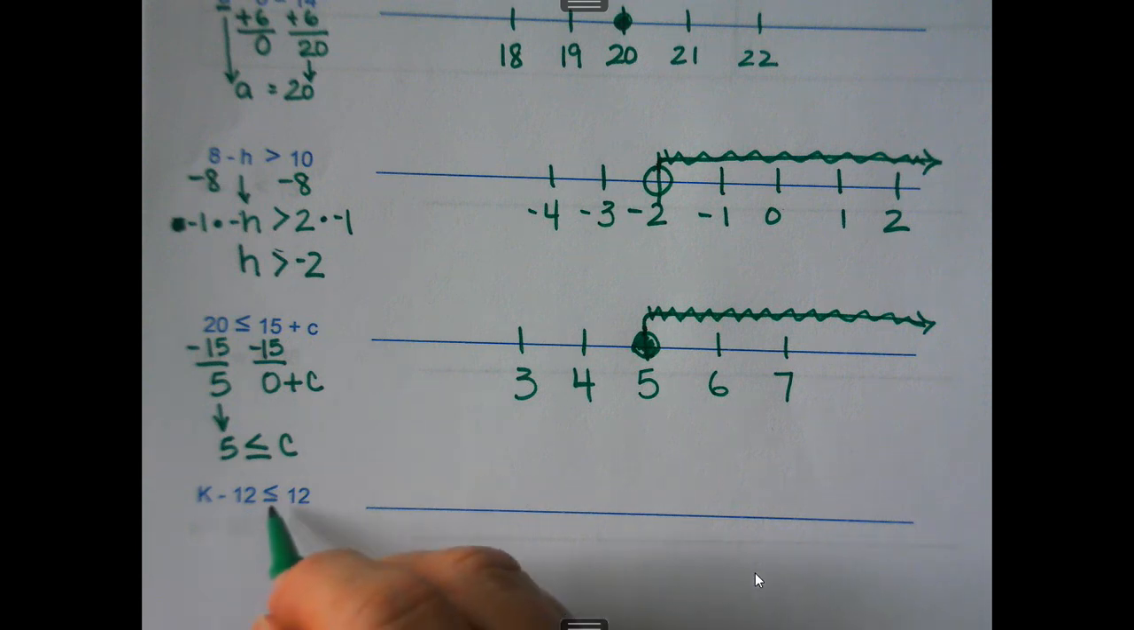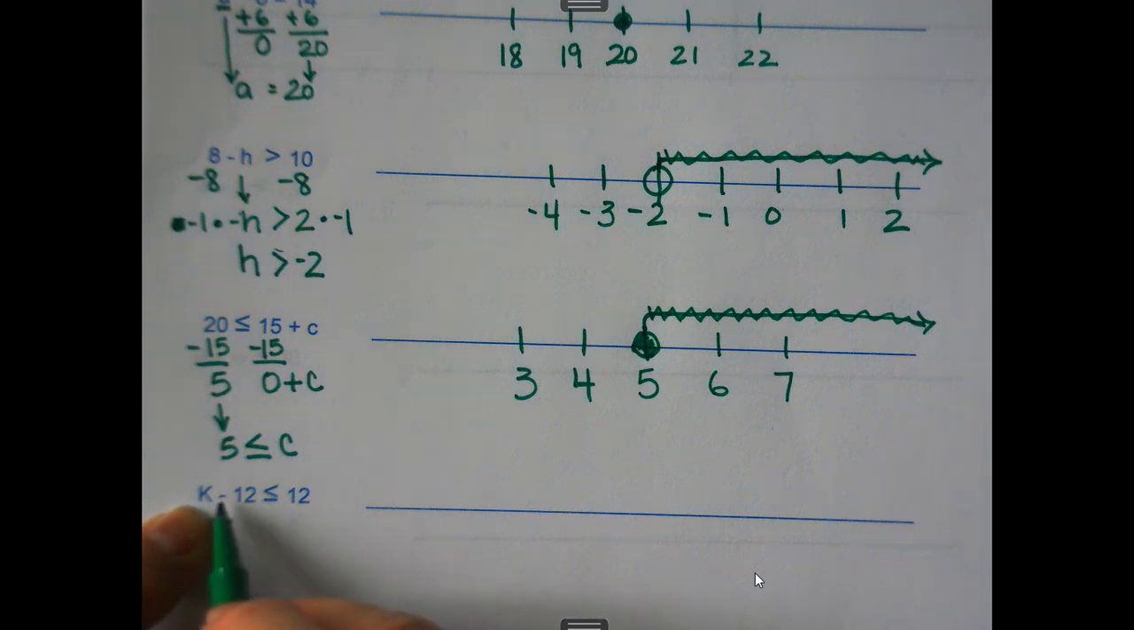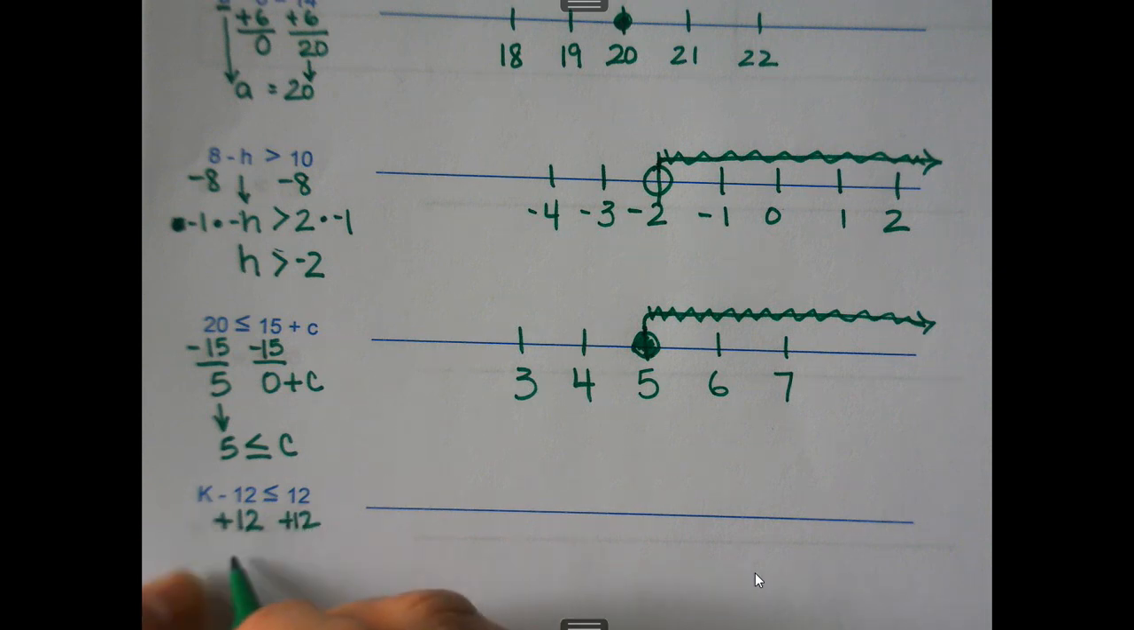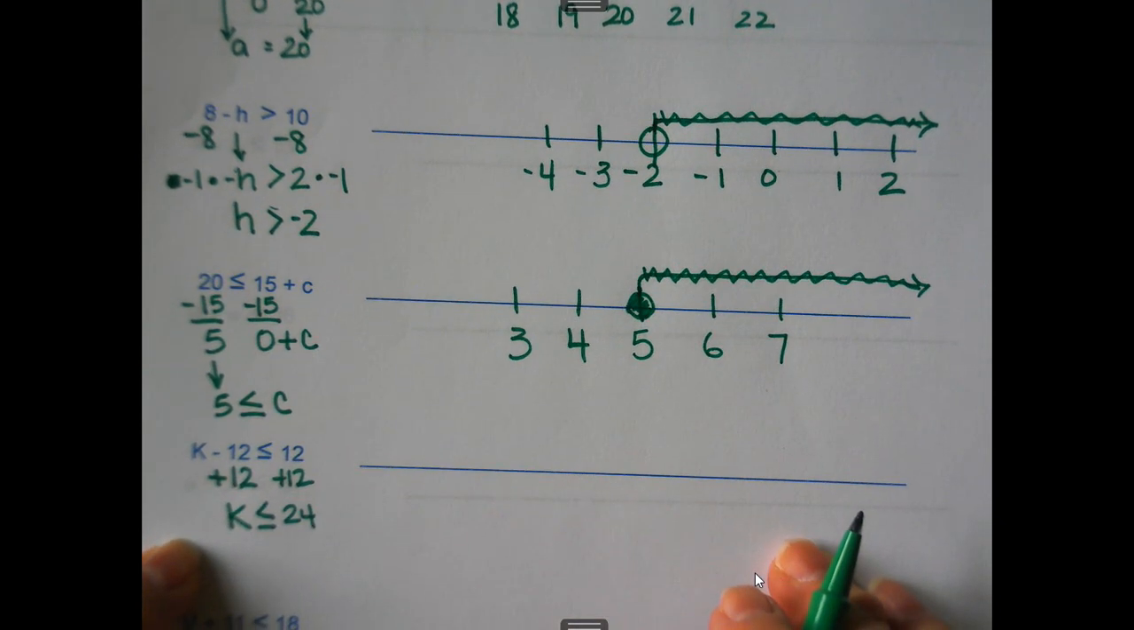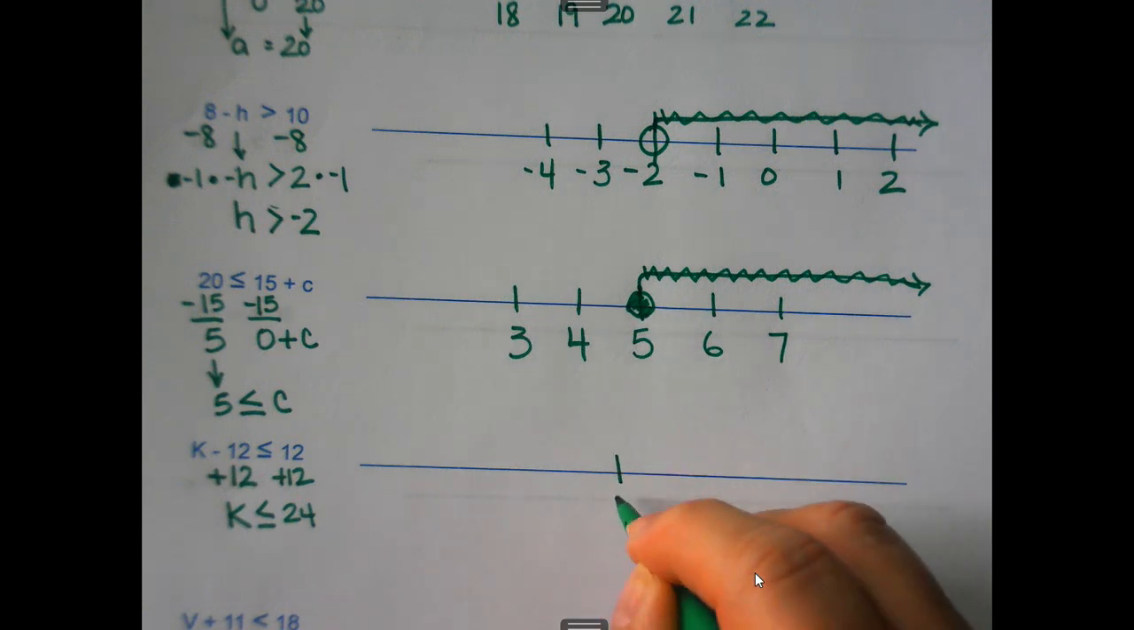This next problem has the same symbol in the middle, and I am going to work to get my variable by itself. So I'm trying to get the k by itself. Negative 12 or subtract 12. The opposite of that is add 12. I add 12 to both sides, and I end up with k is less than or equal to 24. All right. So for this problem, I'm going to pick a place to put my 24.